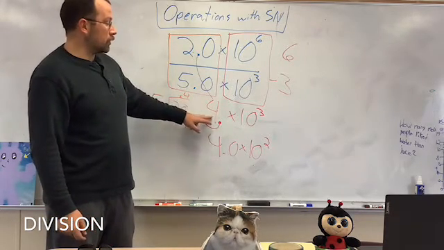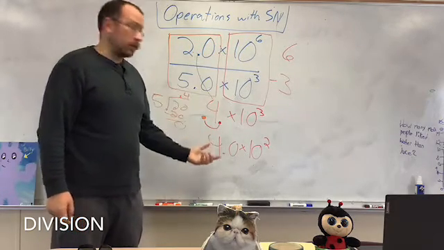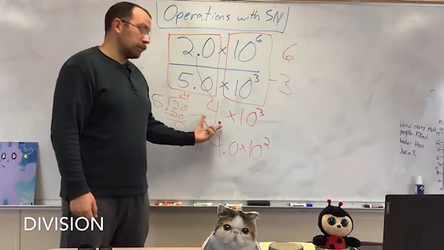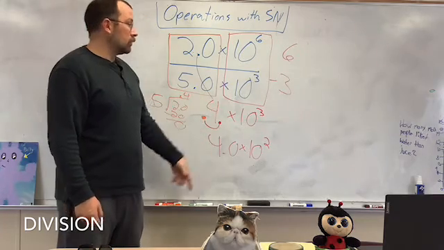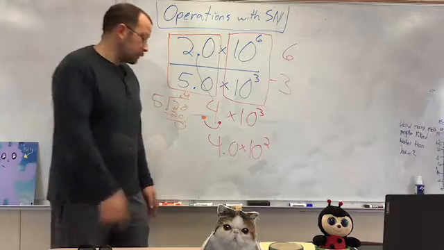Remember to make sure you do this, but it's the same thing as multiplication. Alright? When you get here, just make sure this number is between 1 and 10. Alright? And then you just subtract the exponents. Alright? Now I'm going to show you one more example.